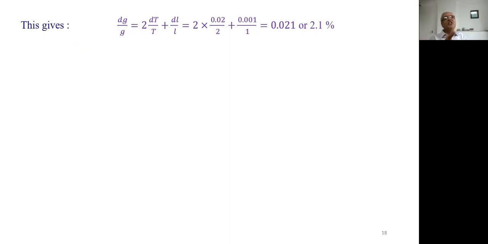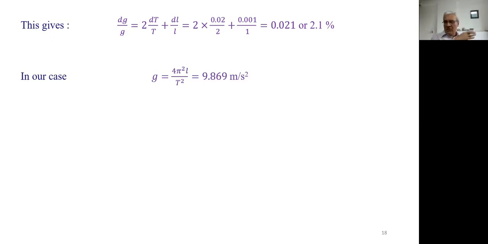So whatever g I calculate from this measurement of L and T will be accurate within plus or minus 2%. The value I have found is likely to be between plus 2% of what I have calculated and minus 2% of what I have calculated, the actual value. Of course, there are many other reasons we should be worrying about, but this is a simple estimation of error of a physical quantity.